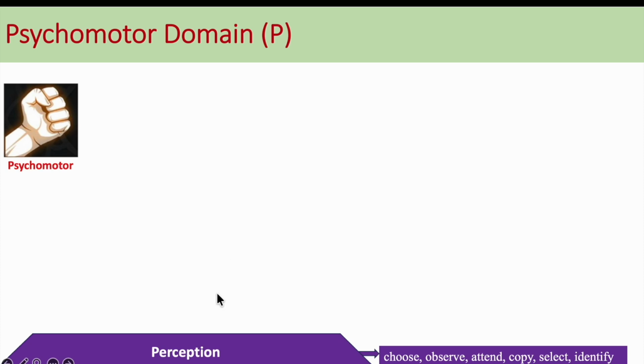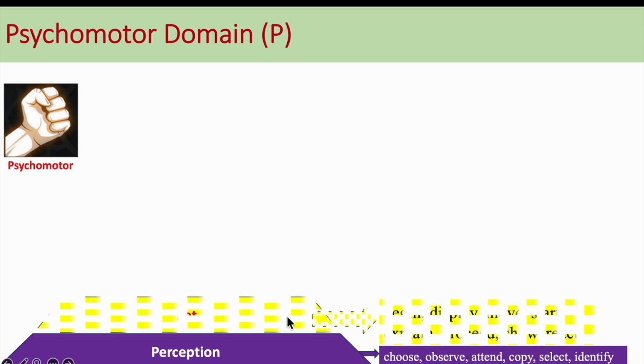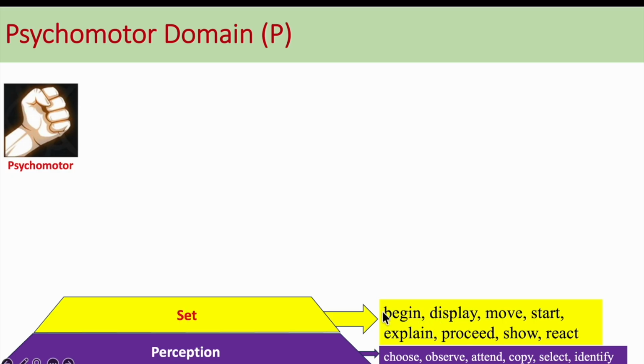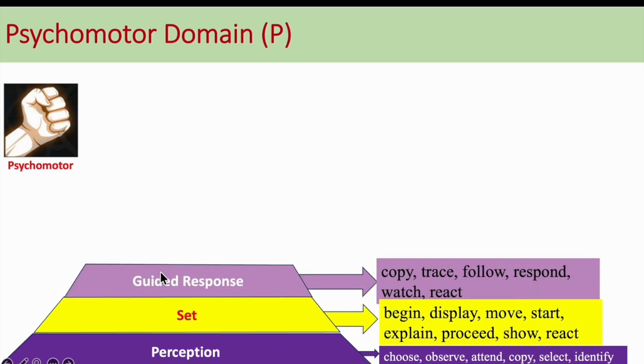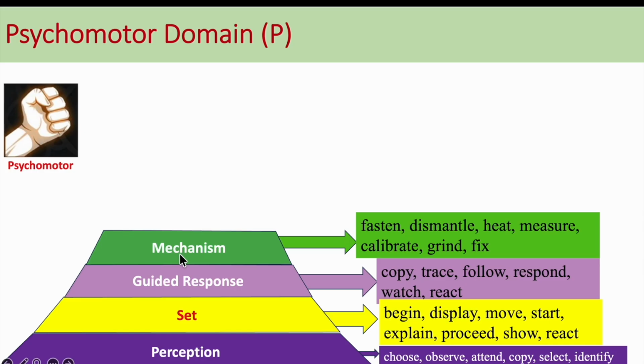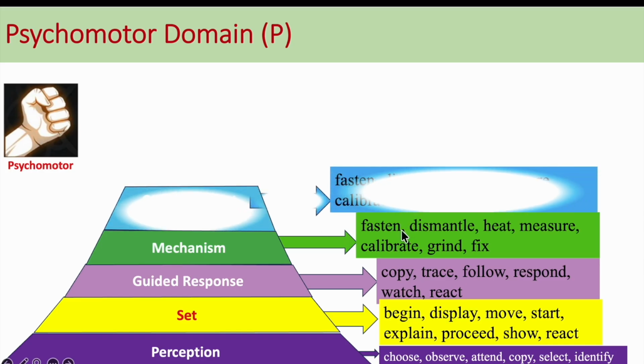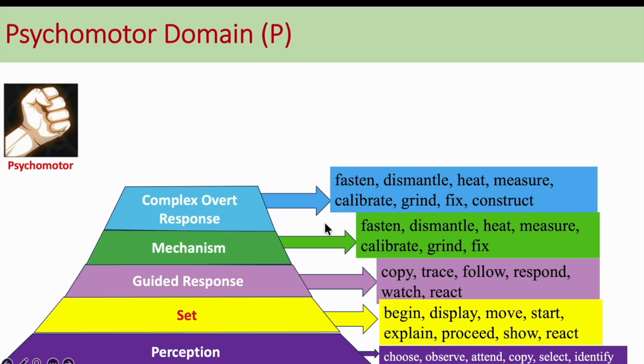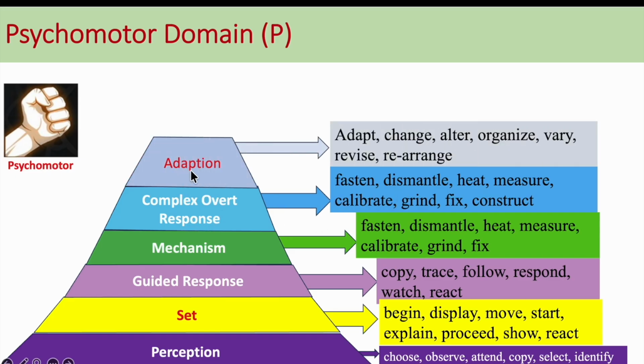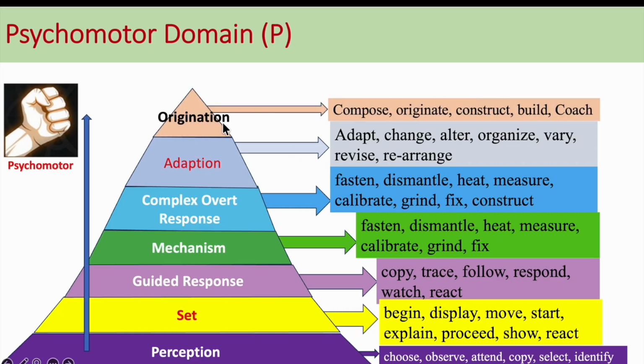The second domain is the psychomotor domain, which is represented by P. The first level is perception, and these are the action verb list. The second is set, and these are a few action verbs. The third one is guided response with a few action verbs. The fourth one is mechanism with a few action verbs. The fifth one is complex overt response with a few action verbs. The sixth one is adaptation with a few action verbs. And the seventh one is origination with a few action verbs. Although there is a long list of action verbs also available.